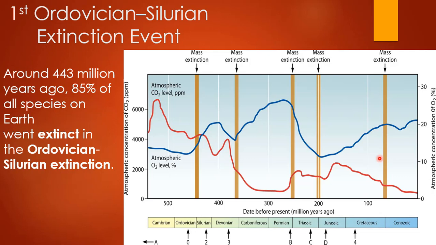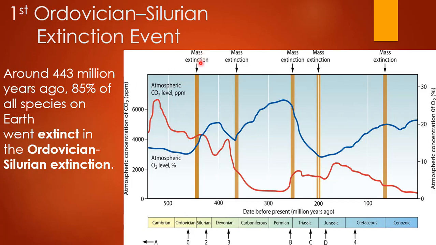And we can see that in this graphic here. That happened about 443 million years ago. So if you have written in the wrong date, please fill in the right date, 443 million years ago. And 85% of all species on the earth went extinct. So write that in also.